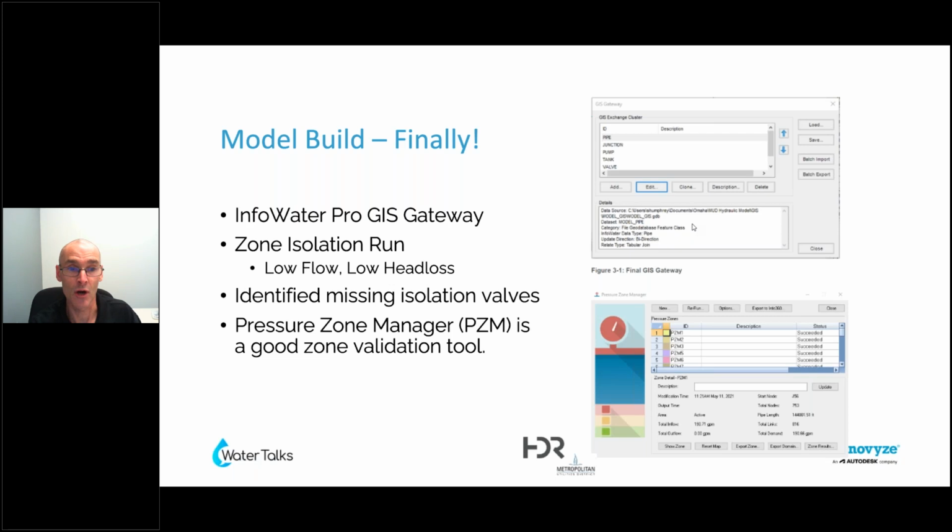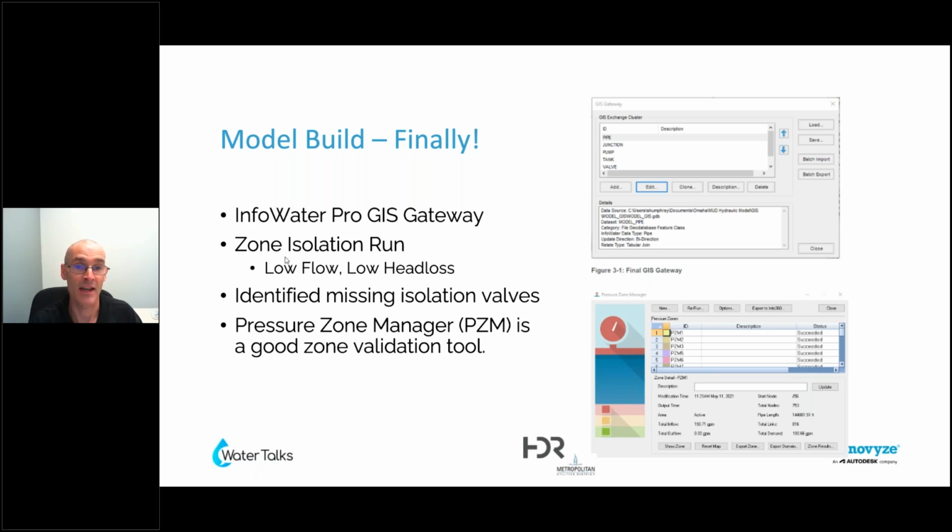So then the next step for us was, we've got a lot of data. They didn't necessarily know where all their zone isolation valves were. They gave us a pretty comprehensive list for us to start out with. So what we started with was what I call a zone isolation run. So this is a low flow, low head loss. So usually we just make our C factors high and run just a really low flow through the system just so we can get our PRVs activated.